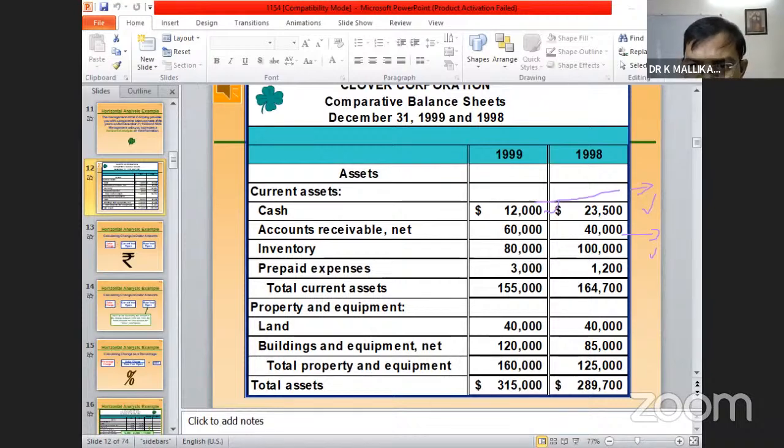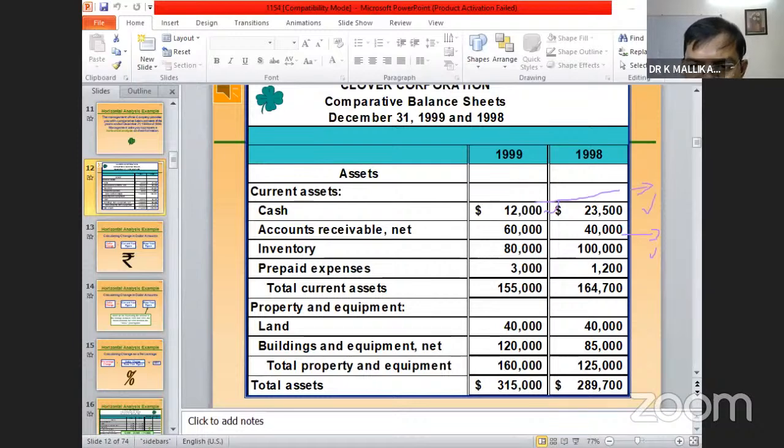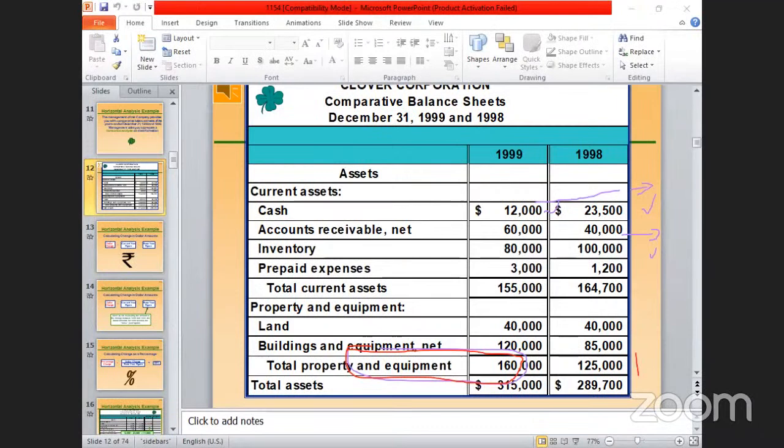Net sales increase or decrease? Increase, sir. Net sales increase, right? 40,000 increase. But you can compare with revenues, net income. Net income, after deducting all expenses, what is the net income, increase or decrease? Net income. It is decrease, right?